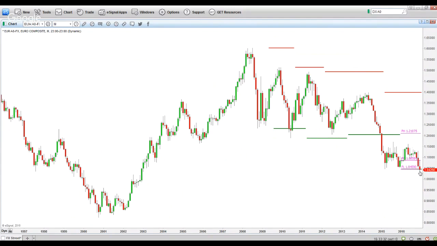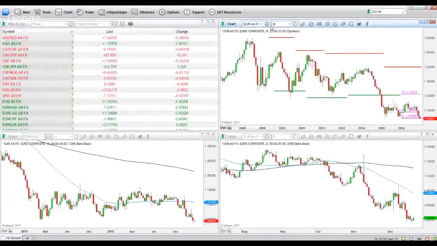Hardly surprising that the breakout of this consolidation is to the downside. That's because the trend was bearish before this. So the bias is always in the direction of the trend. So a break below this support and we could see further weakness.